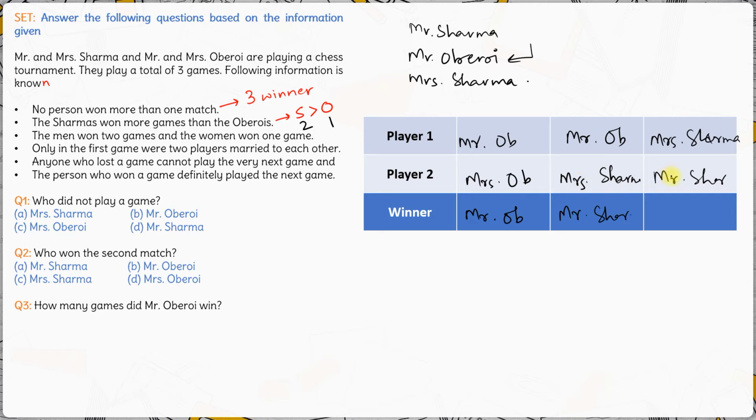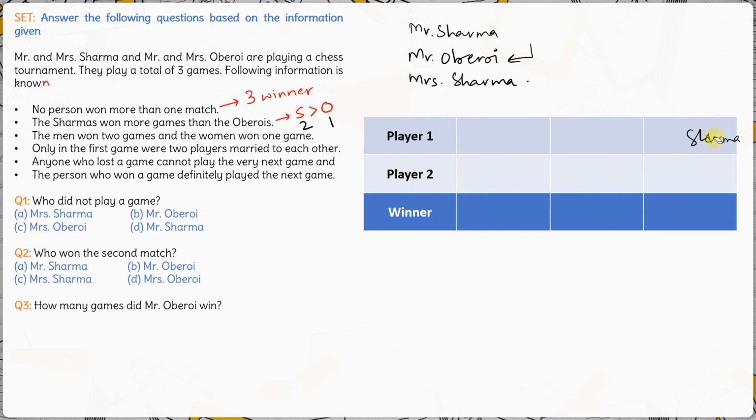Even if it was Mrs. Sharma who reaches the third match, the other player has to be Mr. Sharma because he has to win at least one match. But again, a couple is playing the third match, which is not possible. So it is definite that the first match will not be between Mr. and Mrs. Oberoi. It has to be between Mr. and Mrs. Sharma. So let's say this is Mr. Sharma and this is Mrs. Sharma.